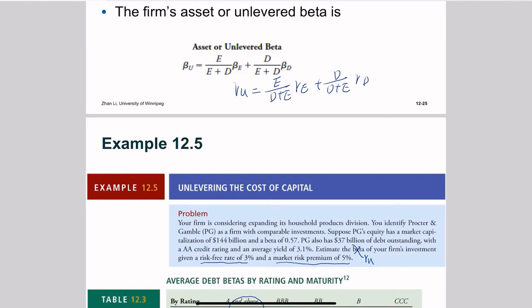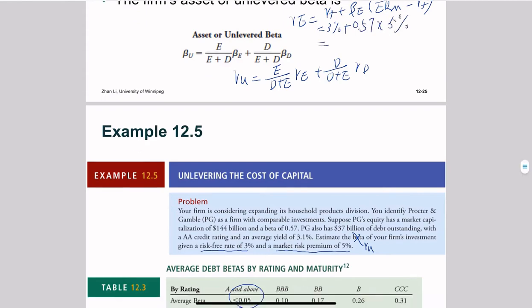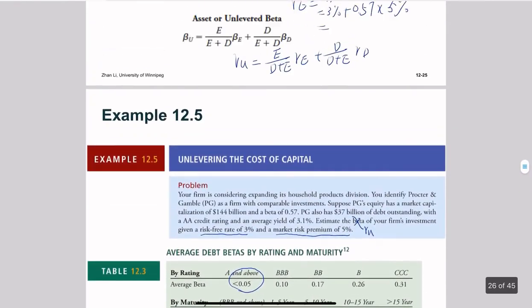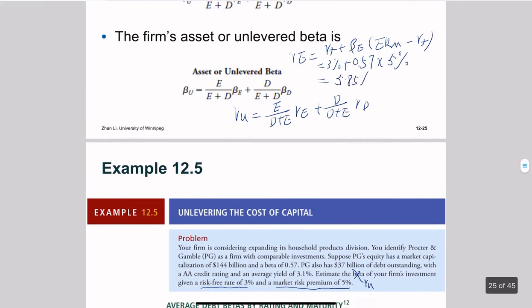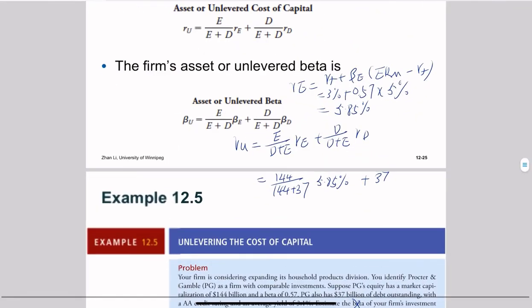And for the equity cost of capital, we can actually use CAPM, right? Because rE equals rF plus beta of equity times the market risk premium. Right? So it's 3% plus 0.57 times 5%. This gives us 5.85%. So let's plug in numbers here. 144 over 144 plus 37.